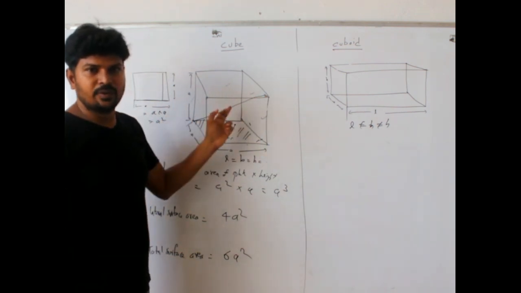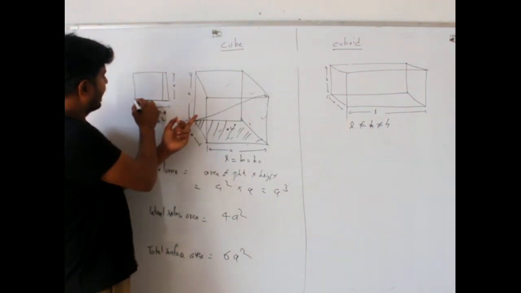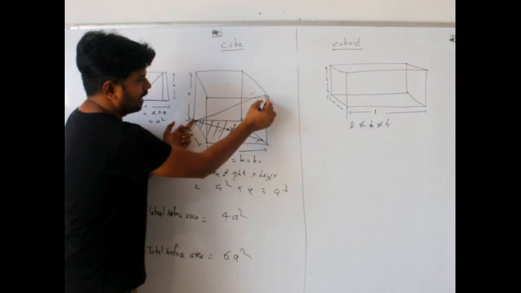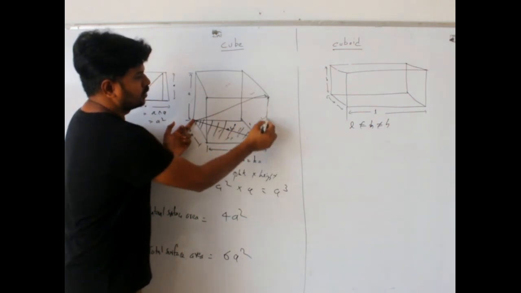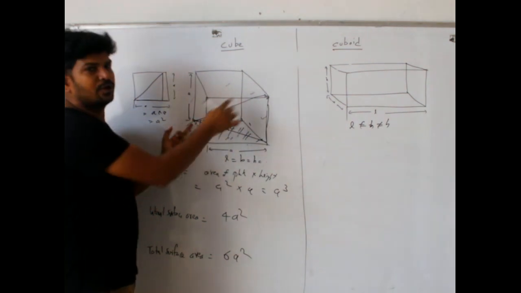So directly we cannot do it here. So what I will do is, first I will try to find the diagonal for this line. Now from here I will again make, for this side and this side, a diagonal, and this diagonal is the diagonal for the cube.